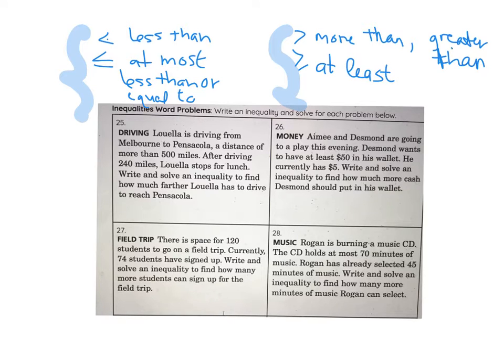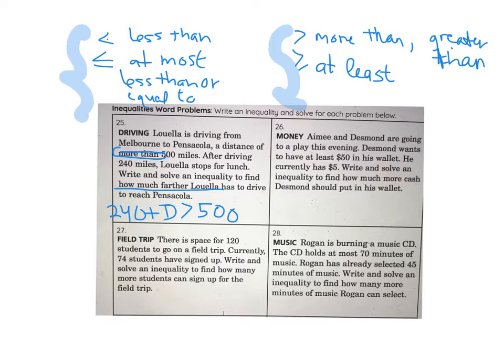Like I just highlighted, as I'm reading it, it says that Luella is driving from Melbourne to Pensacola, a distance more than 500 miles. So there's your keyword, more than. So that means the inequality you're going to write is more than, which means greater than, 500 miles. So you continue reading. It says after driving 240 miles, Luella stops for lunch. You want to write an equation to see how much further she has to drive. She drove 240 miles, but how much more does she have to drive? We don't know, so we're going to go plus D.